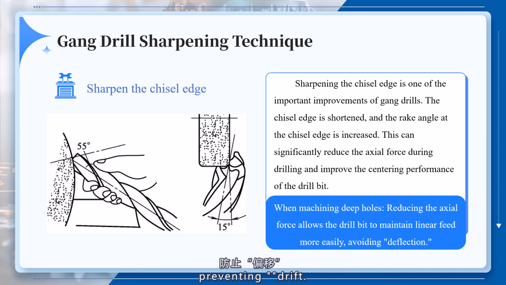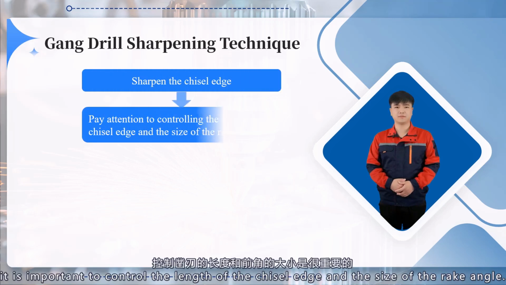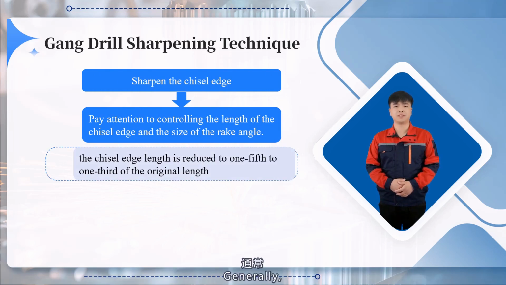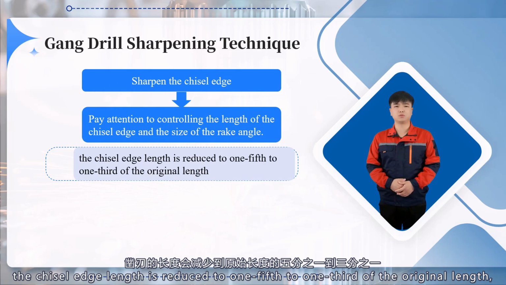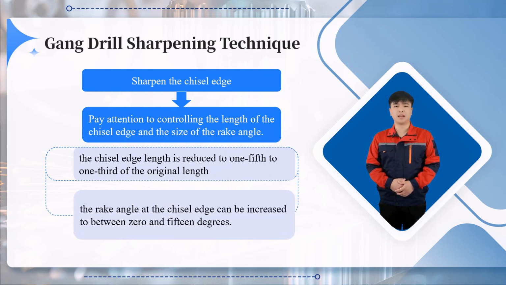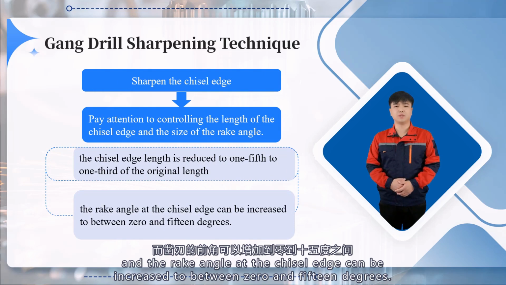preventing drift. When sharpening the chisel edge, it is important to control the length of the chisel edge and the size of the rake angle. Generally, the chisel edge length is reduced to 1/5 to 1/3 of the original length, and the rake angle at the chisel edge can be increased to between 0 and 15 degrees.